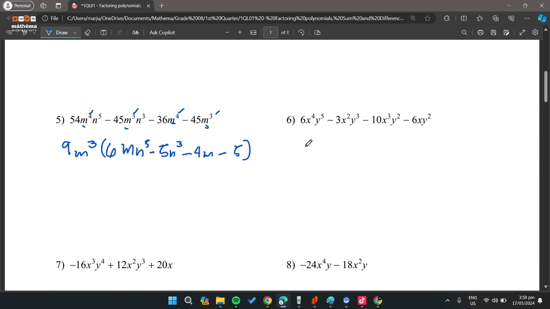So let's have number 6. Again, start with the numbers first. We have 6, negative 3, 10, negative 6. What is common among these numbers? Ano yung common sa kanila? Do we have a common in terms of the number? Meron bang common sa 6, 3, 10, and 6?